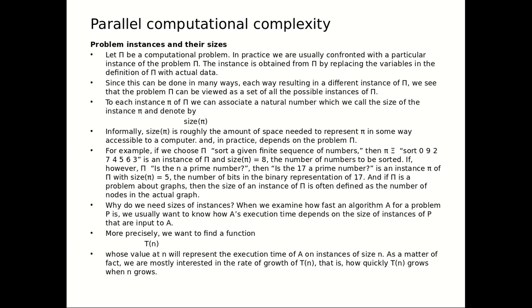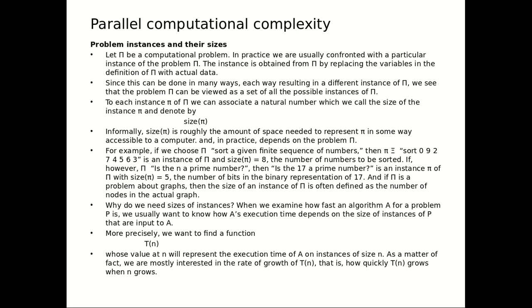So basically the size of pi is roughly the amount of space needed to represent pi, which is an instance of the main problem pi. So for example, if we say sort a given finite sequence of numbers, then the instance pi can be sort certain numbers like 0, 9, 2, and there can be another instance which can be sort 1, 5, 7 or something like that.